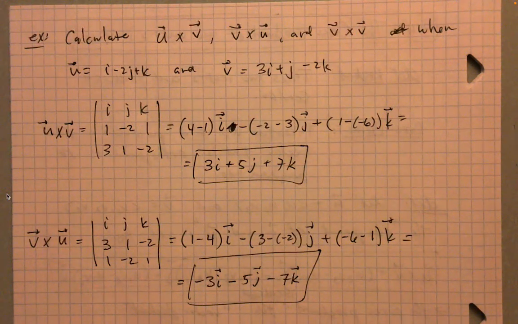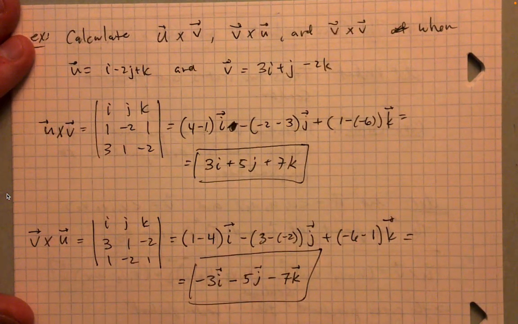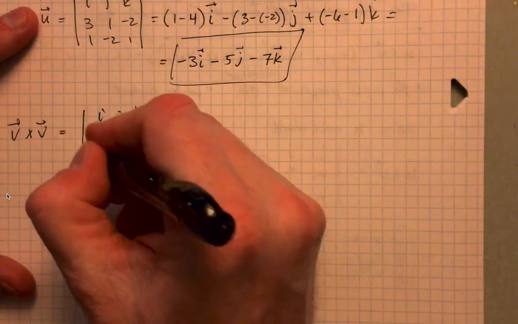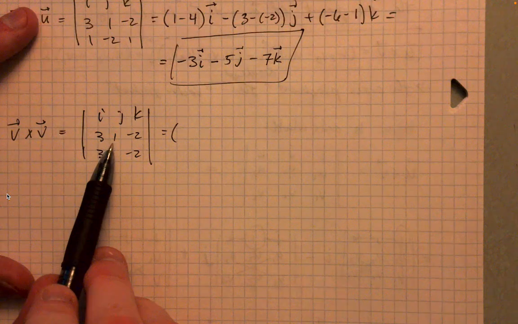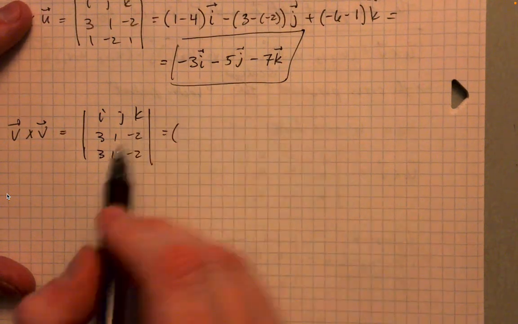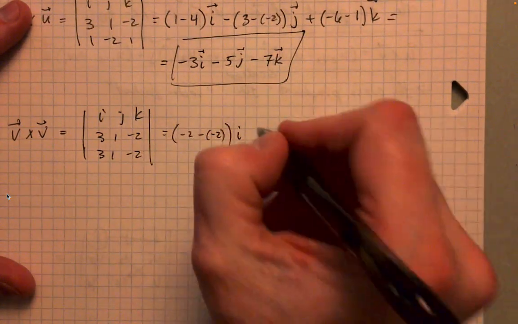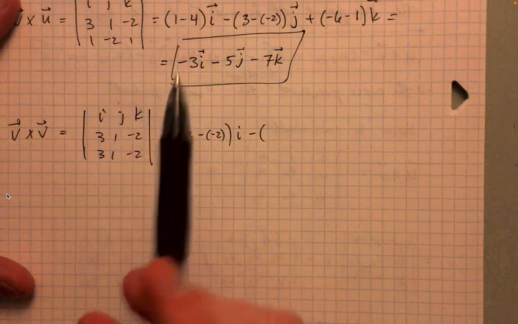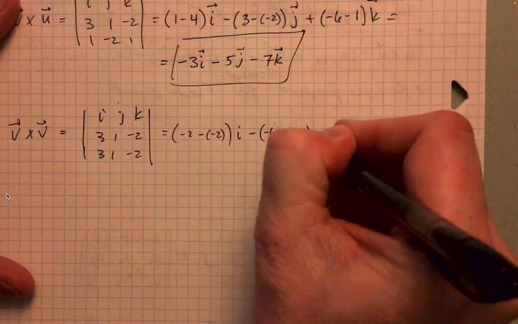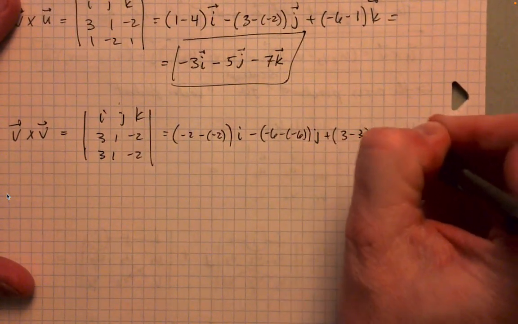Now, what about v cross with itself? Well, i, j, k, and then it'll be 3, 1, negative 2, 3, 1, negative 2. Okay. And so, first thing you get is 1 times negative 2, so that's negative 2, and then minus negative 2. That's i. And then it's going to be minus, and then we hide the j, so it'll be 3 times negative 2 minus 3 times negative 2. So negative 6 minus negative 6, j plus, and then it's 3 times 1 minus 3 times 1, so 3 minus 3, k.